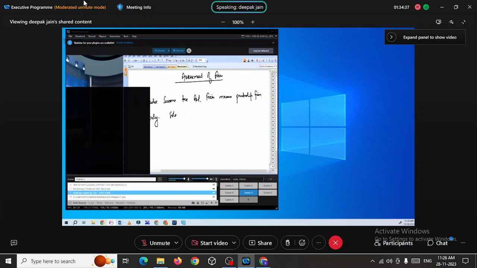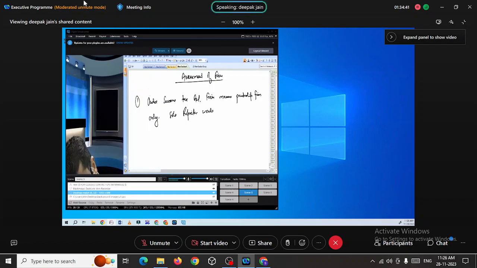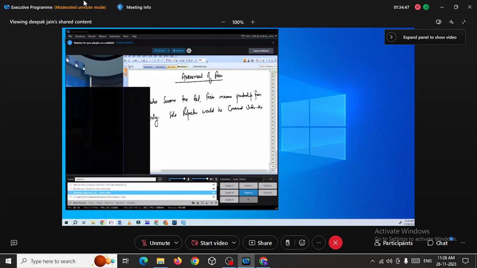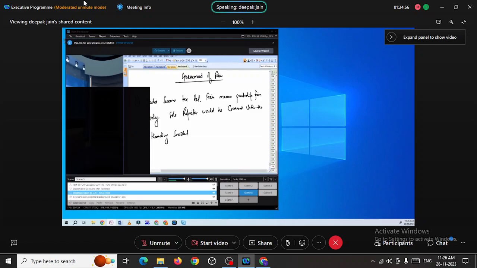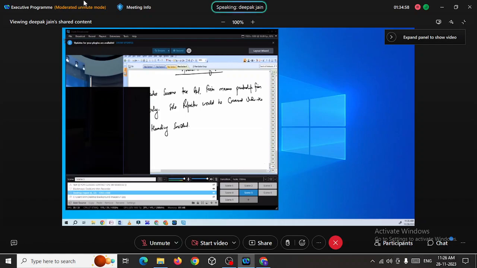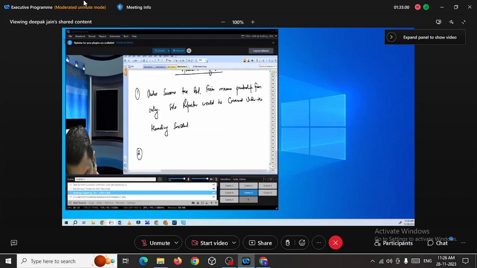Sole proprietor would be covered under the heading individual. So firm means partnership firm. What about LLP? What about LLP? Shanta?